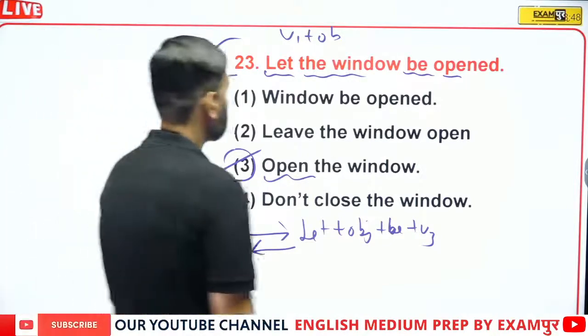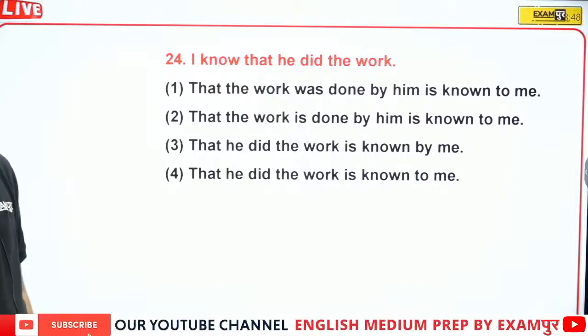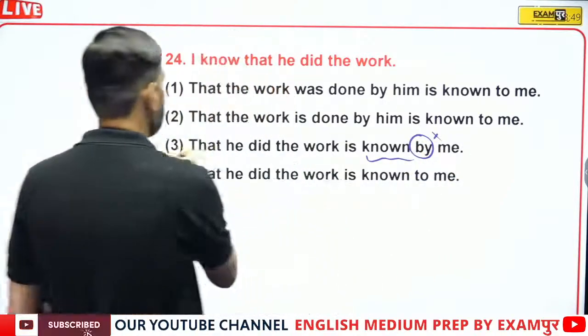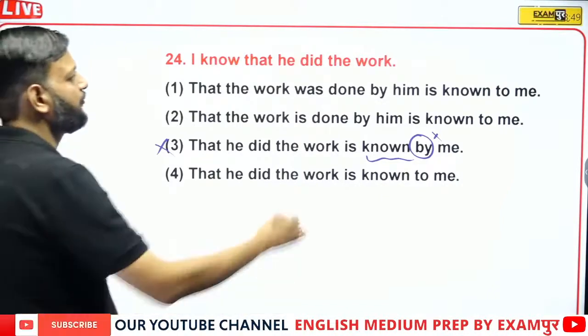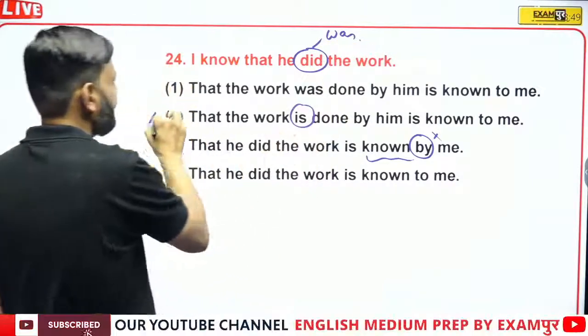Okay. Now the next one. Question number 24. I know that he did the work. See, known is never followed by that. Eliminate. Okay. He did the work. Past. We need was. But here we have is. Cannot be the answer.